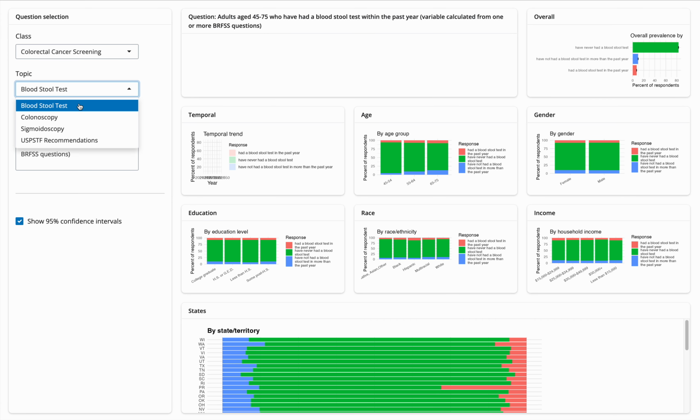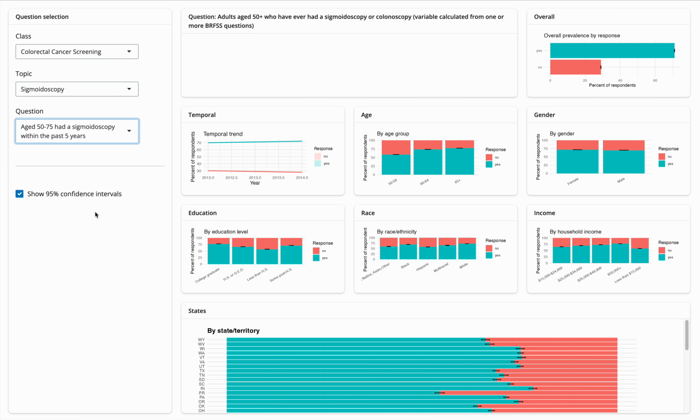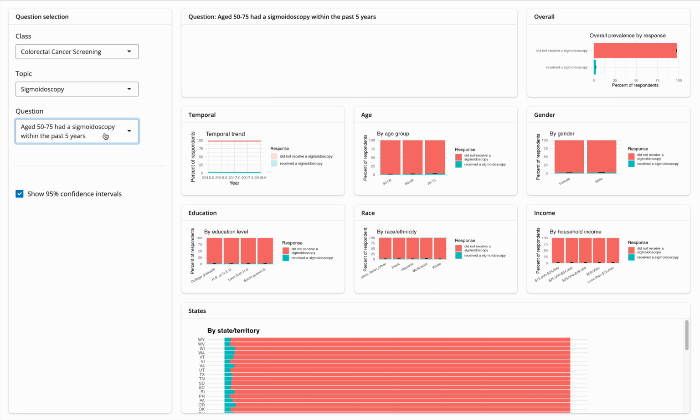Let's go to colorectal screening, blood stool test. And as you can see, in sigmoidoscopy, adults 50 plus who have had a sigmoidoscopy or colonoscopy are included in this. And then adults from 50 to 75 who have only had a sigmoidoscopy in the past 5 years are in this one.